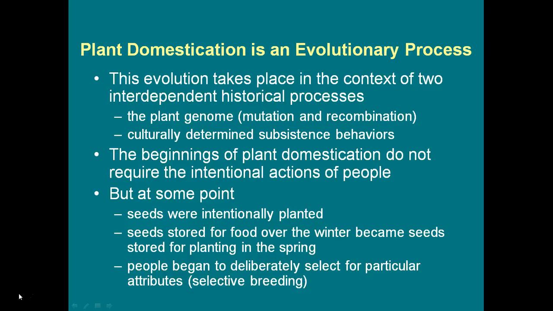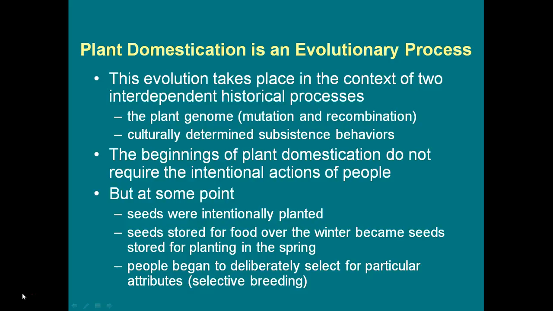The second independent historical process is culturally determined subsistence behaviors, how people are going out into the landscape and using these plants, and as human use of these plants became more intense, they began to transform the plant populations even more. And this could happen very rapidly because these are annual plants. They have a new generation the next year, so change can evolve and be expressed very quickly within many plant species.